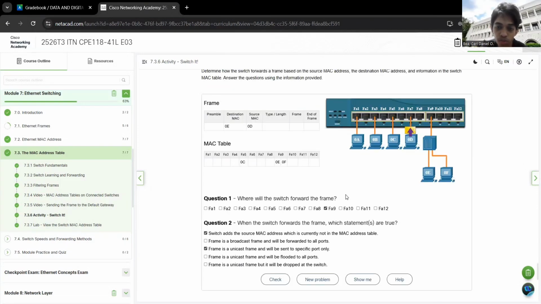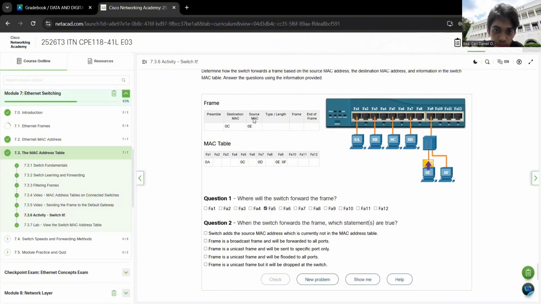And on to the last problem here. Okay, so now we have a destination MAC again and a source MAC. Let's see if they are mapped in the MAC table. So 0C, we have it at FA5. To answer question 1, we'll check FA5. And then when the switch forwards the frame, which statements are true again.